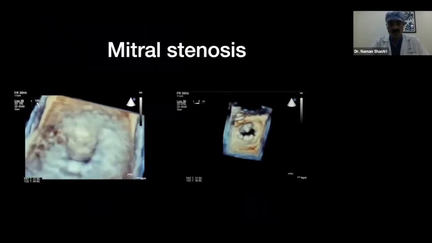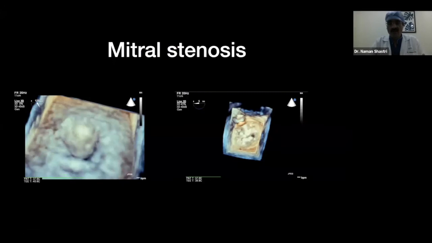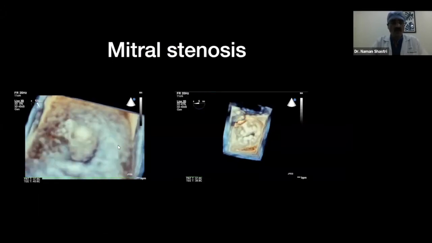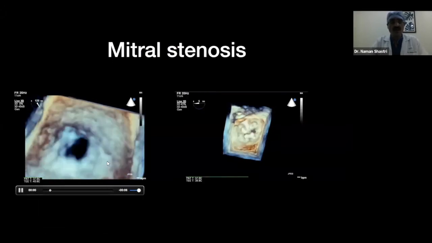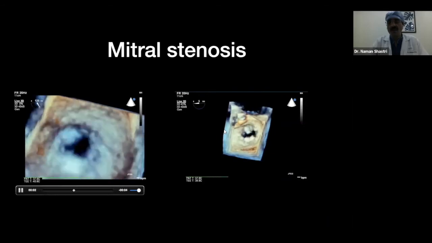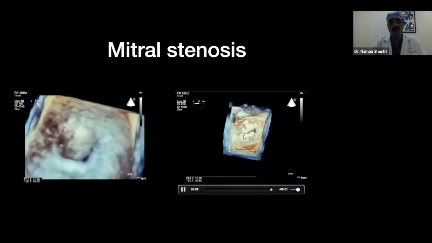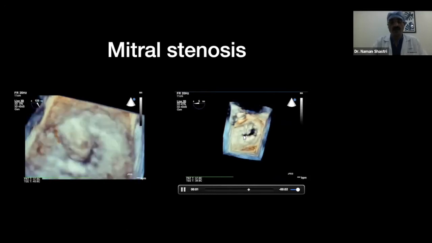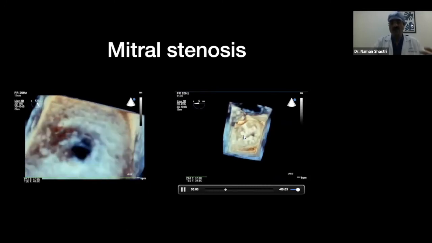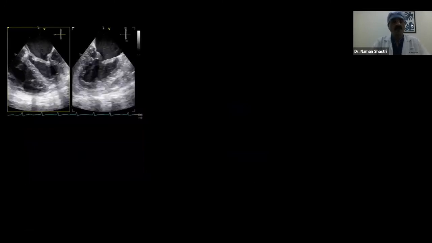Even in mitral stenosis, you can see the structure analysis on the left side, with the fibrotic AML and PML. On the right side, you can see the calcific AML and PML. Though on 2D echocardiography it looks the same, here the pathology and the structure are totally different. Suppose this is the case where we want to measure the mitral valve orifice.